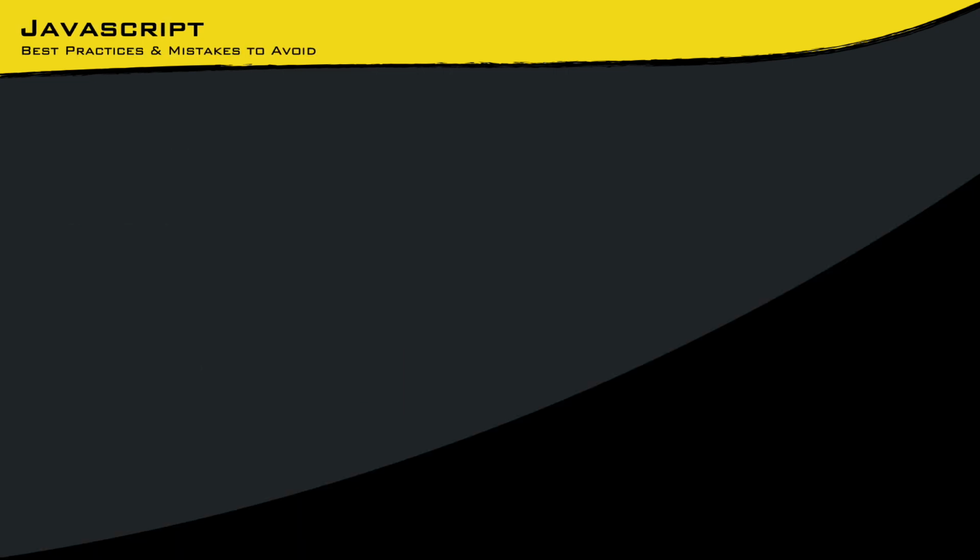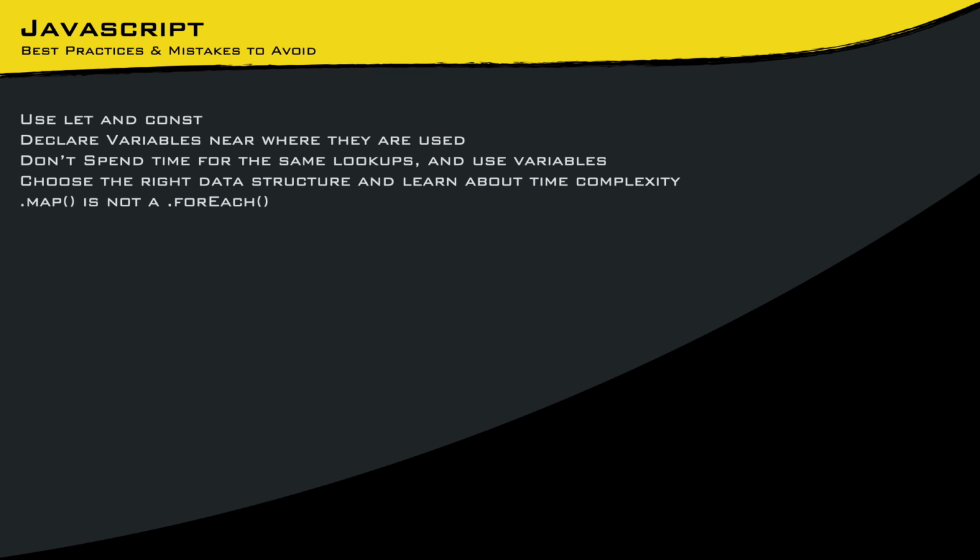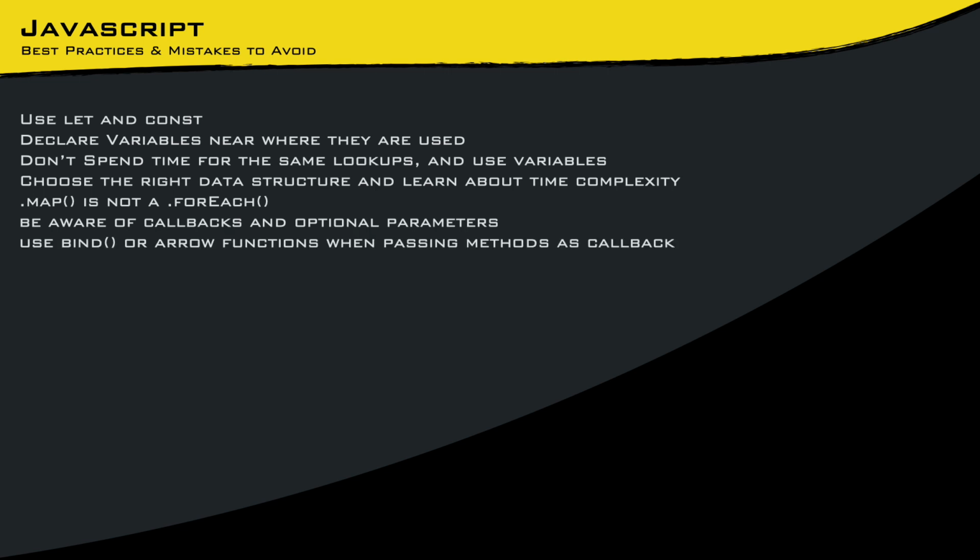So to recap what we have said: do not use var, use let and const. Declare variables near where they are used to improve readability. Don't spend time on the same lookups, use variables, they are cheap. Choose the right data structure and learn about the time complexity of the algorithms that you use to avoid surprises in production. Map is not a forEach, use it properly. Be aware of callbacks and optional parameters to avoid getting weird results. Watch out when passing a method as a callback, use bind or arrow functions.